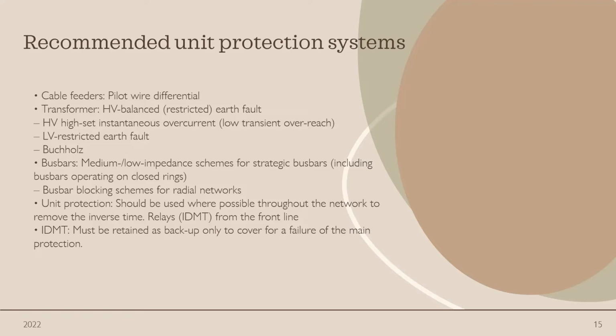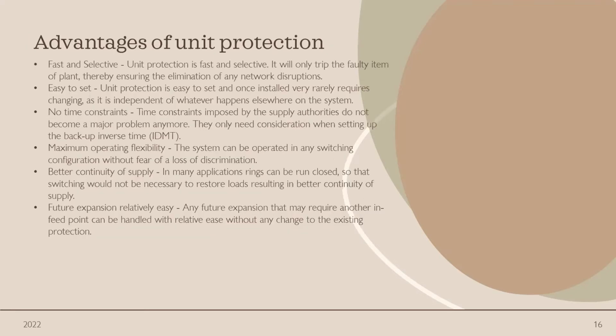Unit protection should be used where possible throughout the network. Remove the inverse time relays, IDMT, from the front line. IDMT must be retained as backup only, to cover for a failure of the main protection.